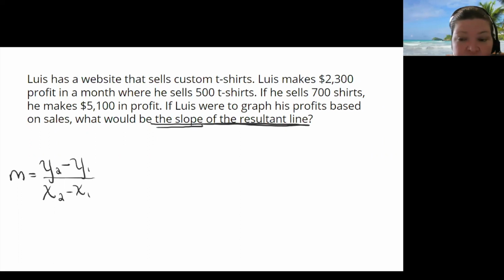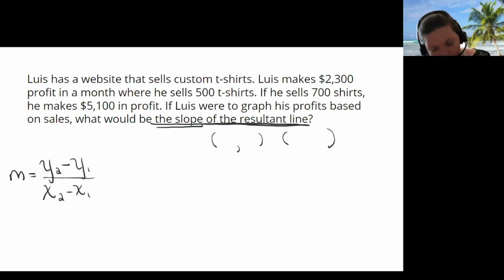So if I want to use this formula, it would be really good to look at these relationships as points on a graph. Let's look at the first relationship. Luis makes $2,300 profit in a month where he sells 500 t-shirts. Let's make that information into a point.